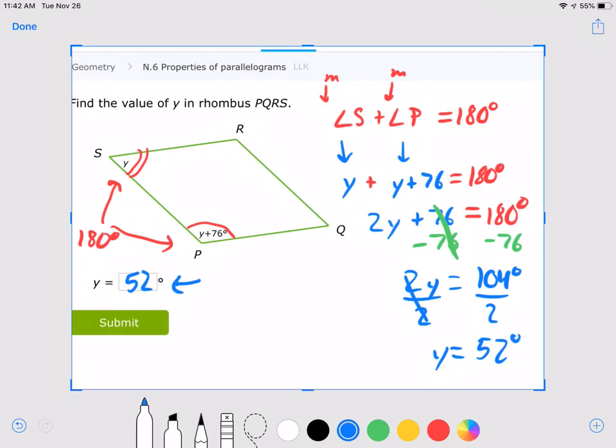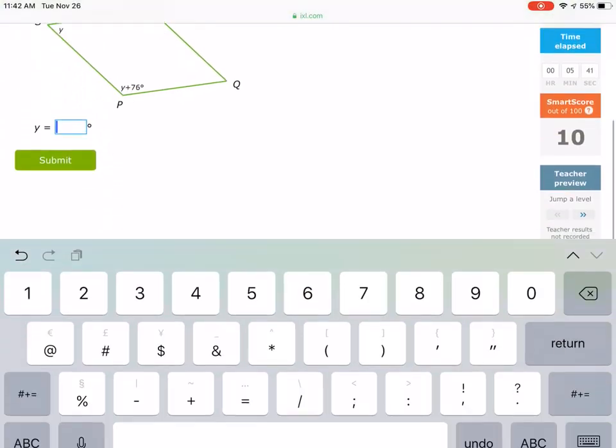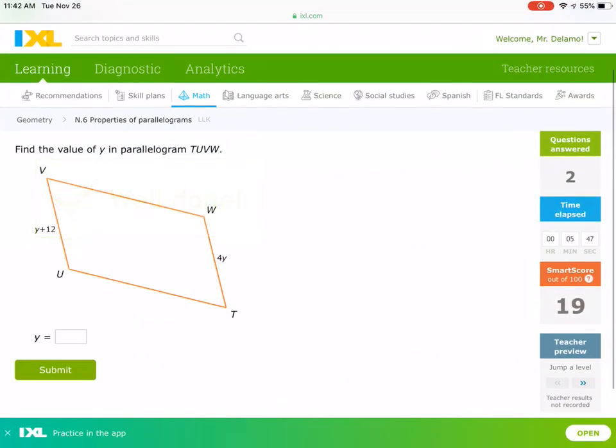Yeah, it is degrees. Sometimes these don't actually represent. I'm not sure actually. Anyways, it's 52. Done. Delete. Let's plug it in, make sure. 52, submit. Uh-oh. Okay, good.